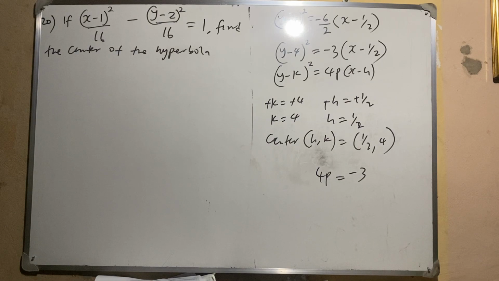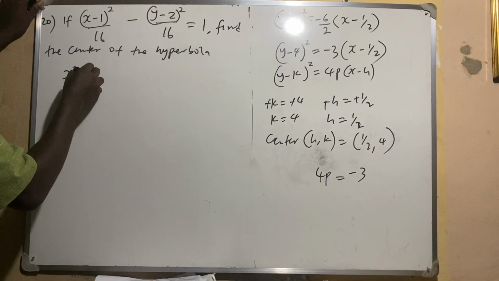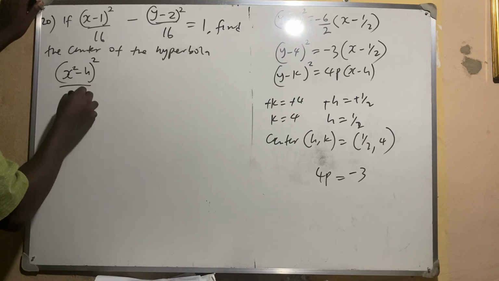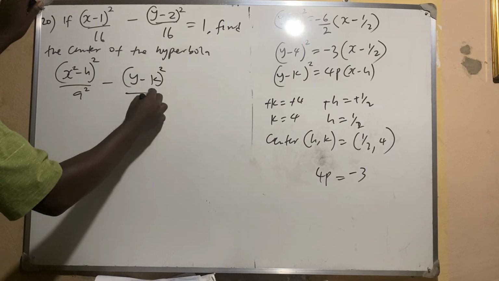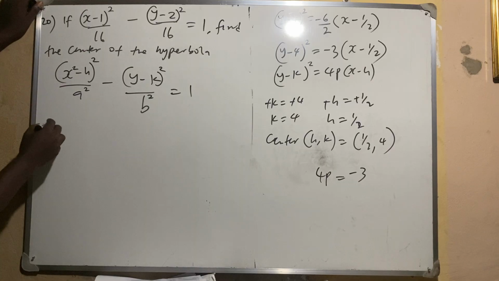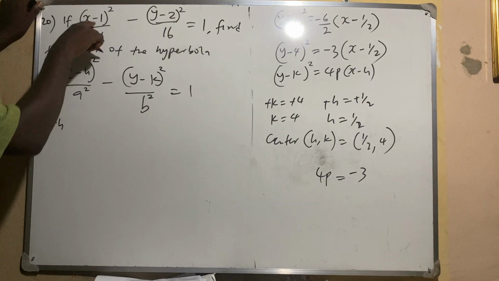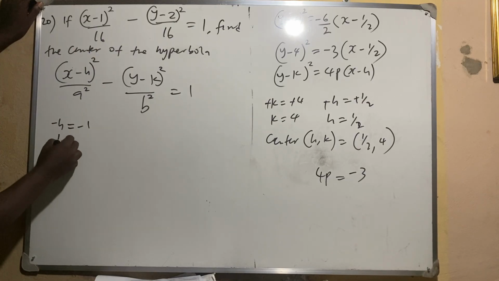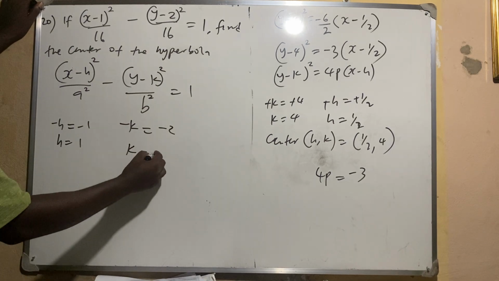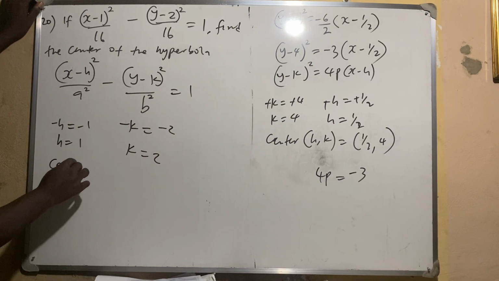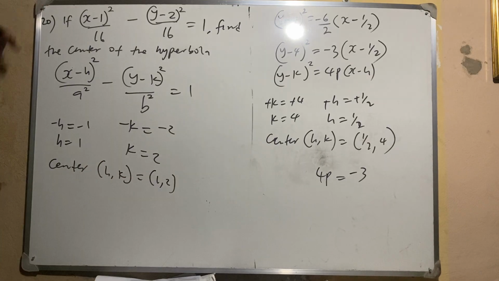So let us solve this equation. It says we should find the center, and if you have a hyperbola, x minus h all squared over a squared minus y minus k all squared over b squared is equal to 1. So comparing this, I will have minus h here is equal to minus 1 to show that h is equal to 1. And minus k is equal to minus 2 to show that k is equal to 2. So the center is simply h comma k, which is 1 comma 2. As simple as that.